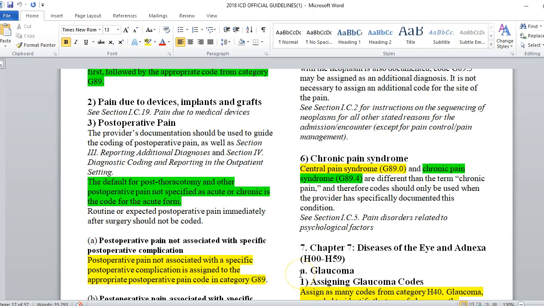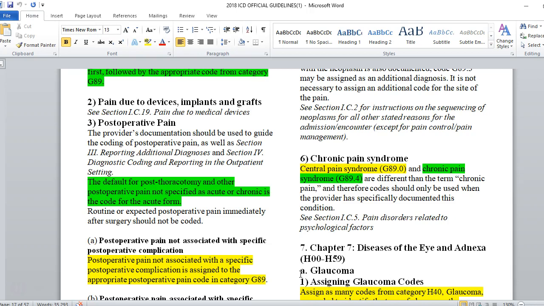Now, pains due to implants and grafts, and postoperative pain, those are going to come mainly from other sections. However, postoperative pain does tell us the default for post-thoracotomy and other postoperative pain, not specified as acute or chronic, is coded for the acute form. So again, if this is after a surgery, if this is postoperative, they usually assign the pain code as acute unless otherwise stated. Now keep in mind, routine or expected postoperative pain immediately after surgery should not be coded.